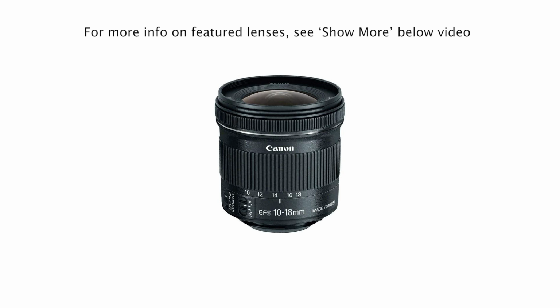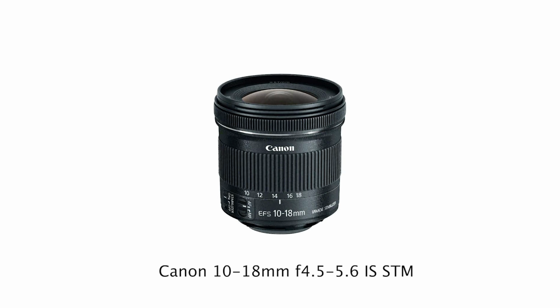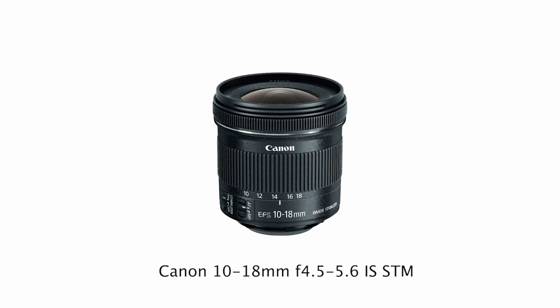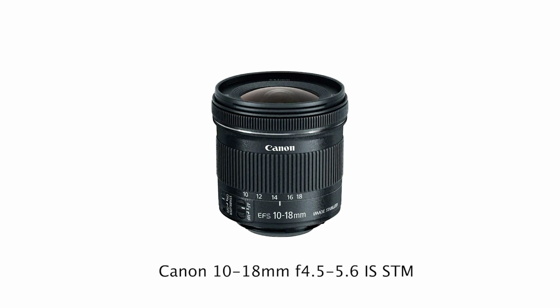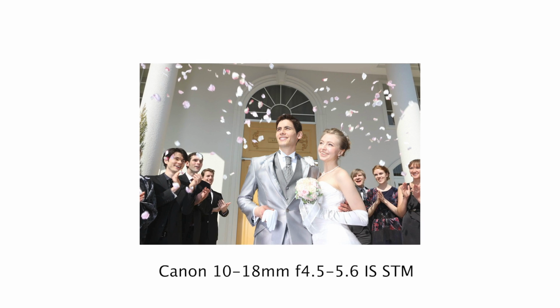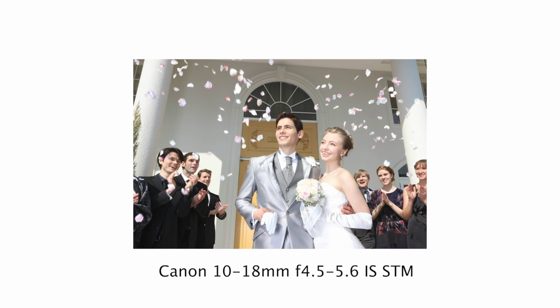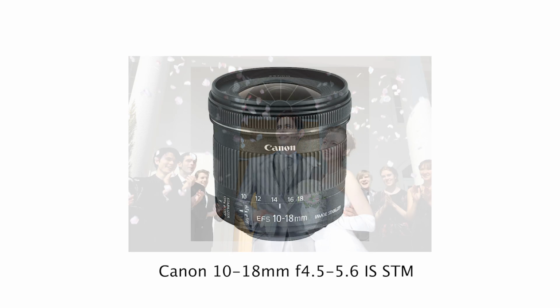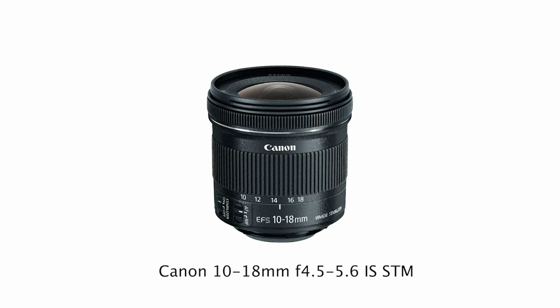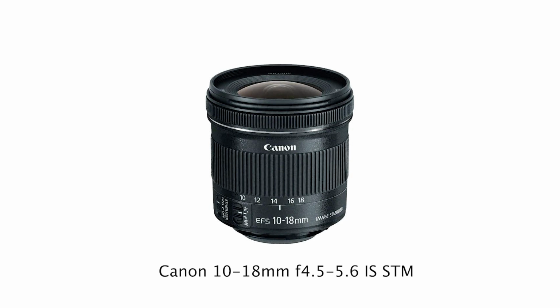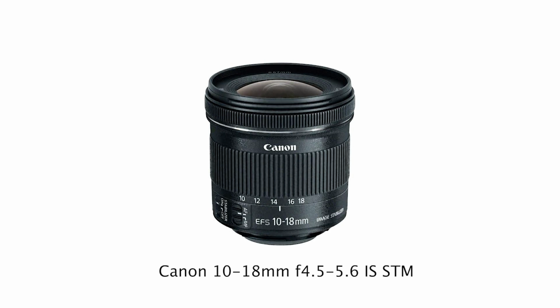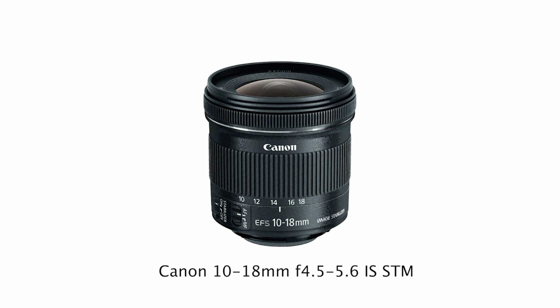If you're a Canon user, then the Canon 10 to 18 millimeter lens is worth checking out. This is the lens that I use to record all my YouTube videos with. The lens has image stabilization and a quiet STM motor, which makes it ideal for doing videos. Look, it's not the sharpest lens, to be honest. It's a bit soft around the corners, but it's good value for money at around $250 US.